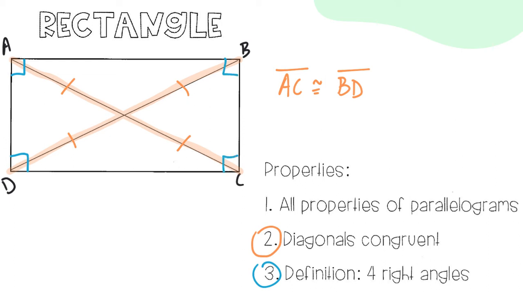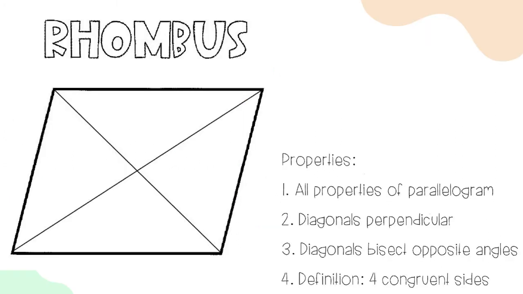So the only thing that we need to know in order to know that we have a rectangle is just one of these two things being true. If we know one of these two things, then we know that we must have a rectangle. My rhombus has all the properties of a parallelogram, but it also has a couple other things that are true.